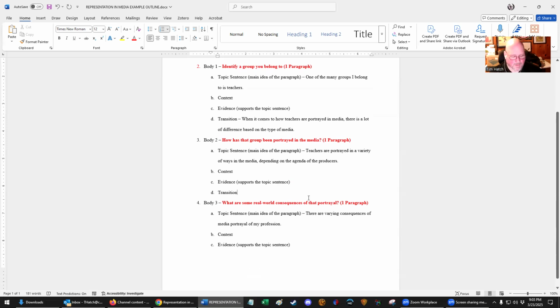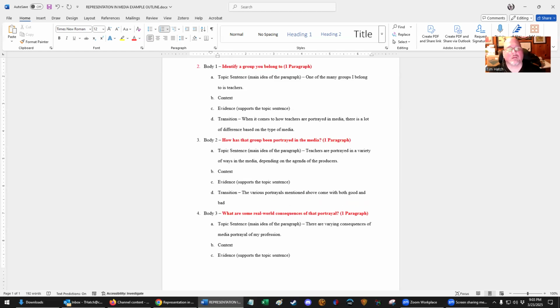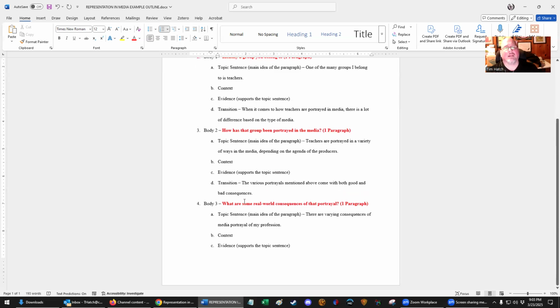And then the various portrayals mentioned above with both good and bad consequences. Just going to use that word. If I could think of a different word, I would, but I can't right now. All right, so there's my transition done. I've got three topic sentences. I've got two transitions. All I need to do now is context for all three.